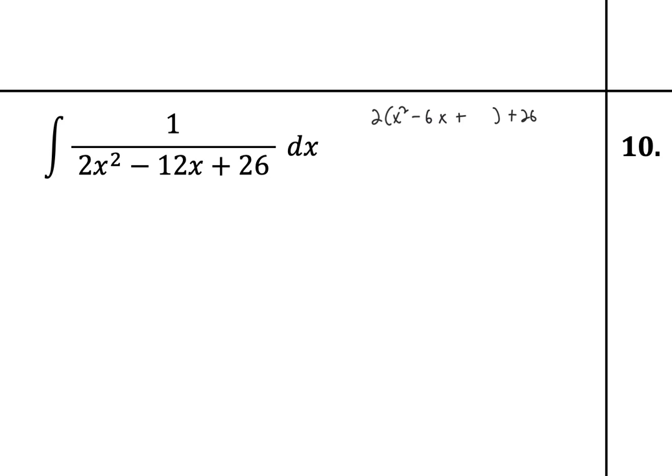Okay, half of 6 squared is 9. Okay, adding a 9 is really adding a 18, 2 times 9, so we'll minus 18. Okay, then we'll complete the square.